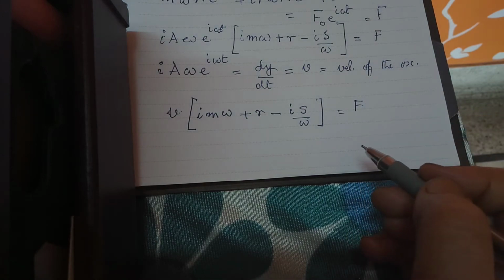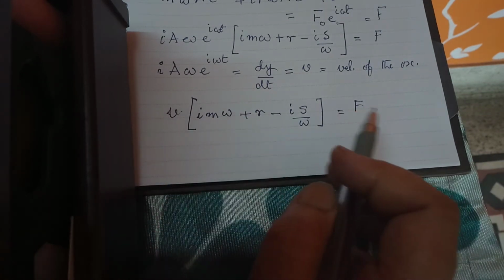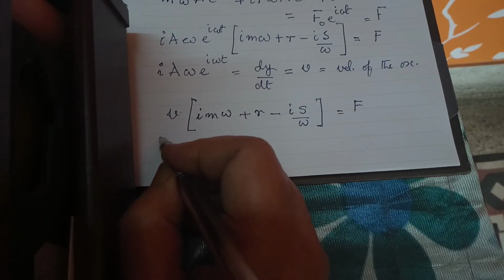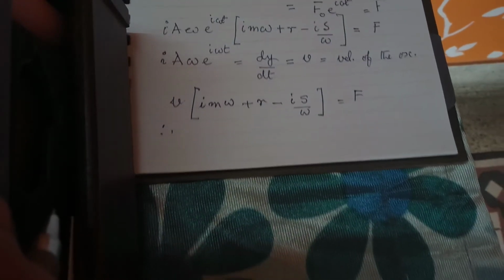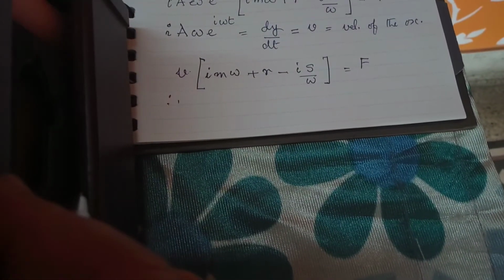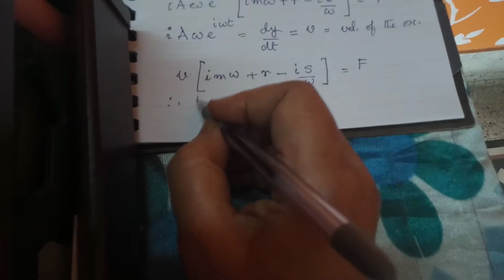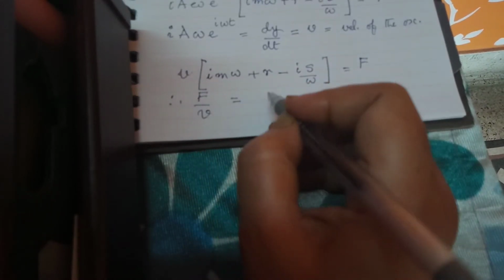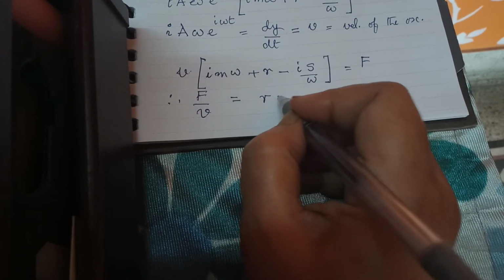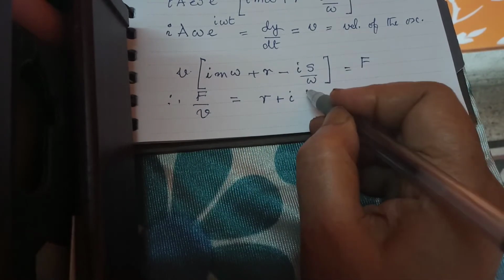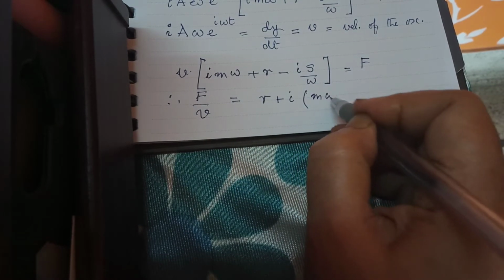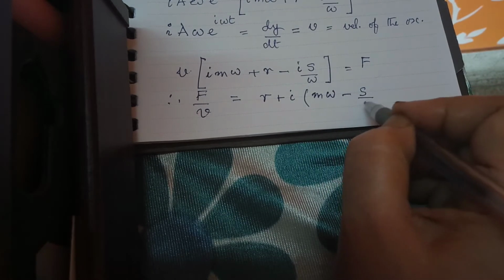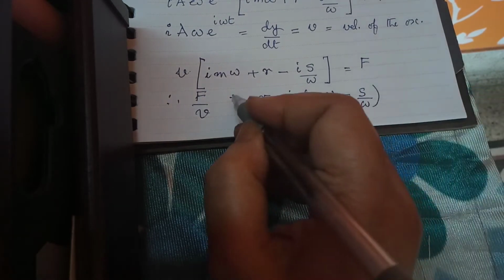So you see your F by V. What do we get the F by V as? So therefore we can write the value for F by V. Okay, what is F by V? F by V will be equal to R plus i (m omega minus s by omega). How it is matching with the equation that you did for an electrical oscillator.